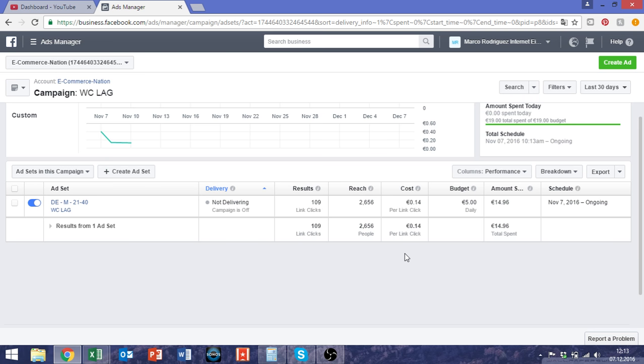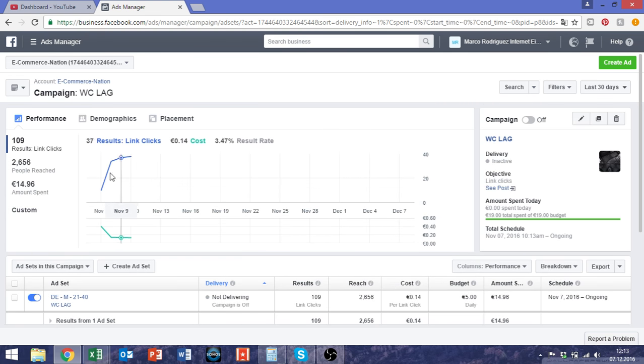So even if my conversion rate from this traffic would be like 0.5% or low, I would still make a good profit. So this is, for me in this case, a really good number, taking also into consideration that the competition is quite high for this particular product, or better said for this particular interest. So as you can see here, 34 results, 37, and in the end 38. Last day I had 13 cents of costs and a result rate of almost 5%, which is quite good.